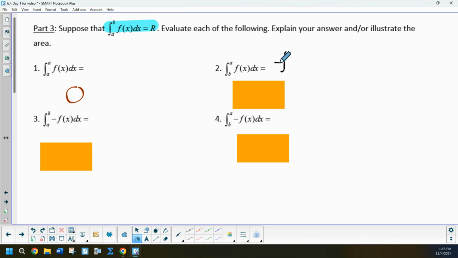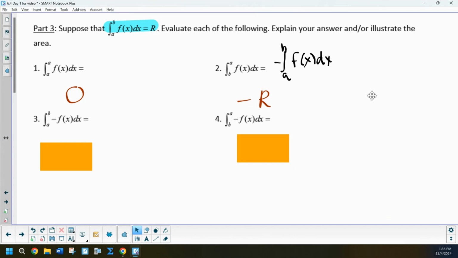Whoops. I'm just trying to use my mouse to do this. So from A to B of f of x here would then be taking your value of r and making it negative. And now from here, that's going to be the same answer because, again, you're taking that negative and factoring it out front. So r and make it negative. And then this is going to be a double negative because you've switched the order and you've put a negative here. So 2 negatives make a positive. So 0, negative r, positive r.